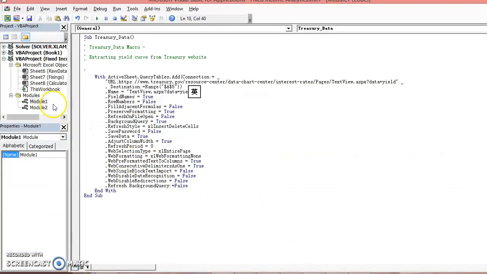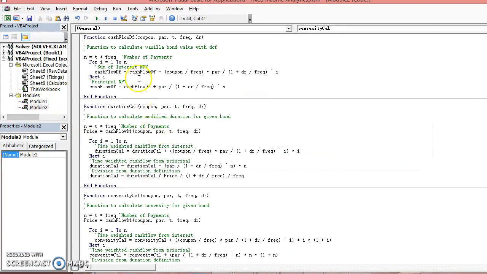the VBA functions here. So the first function, the discount function, just gives you a DCF based on vanilla cash flow discounting. It gives you a fixed income price given a coupon, a par value, time to maturity, payment frequency, and discount rate. And for duration, the numerator of the duration is the time weighted cash flow.